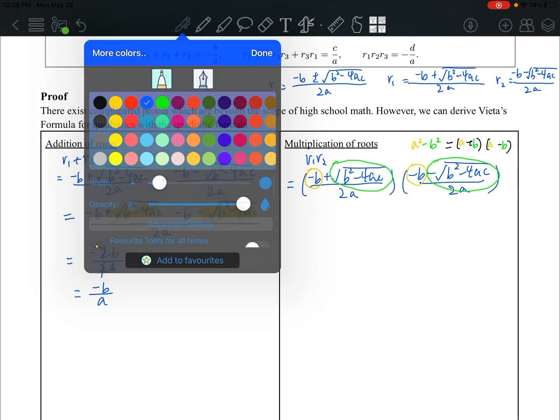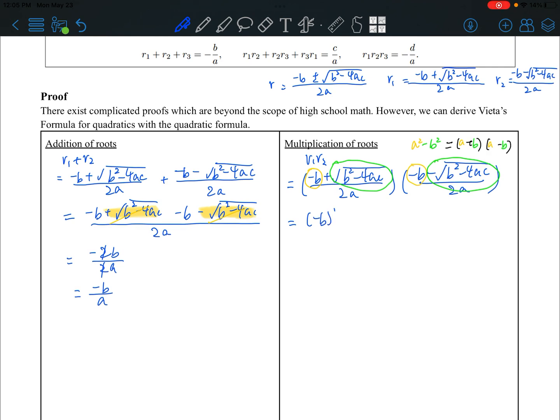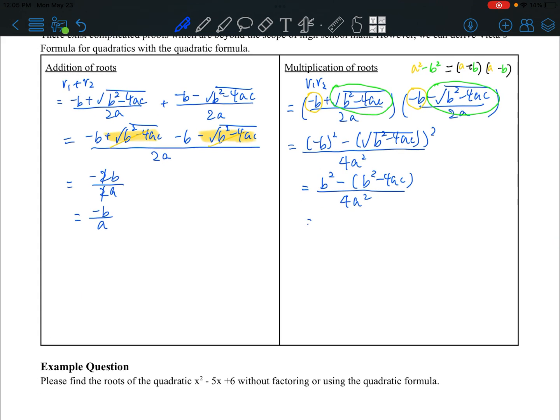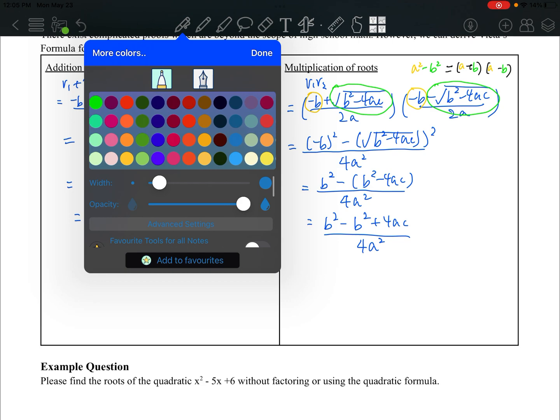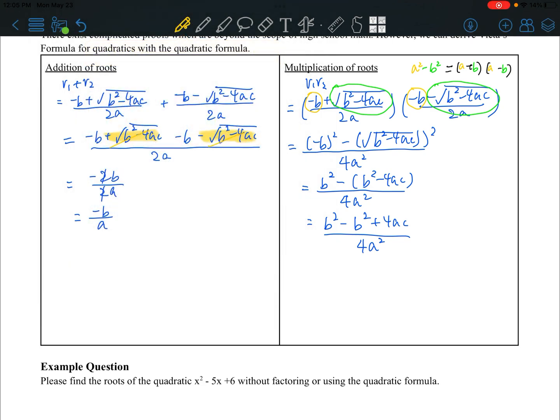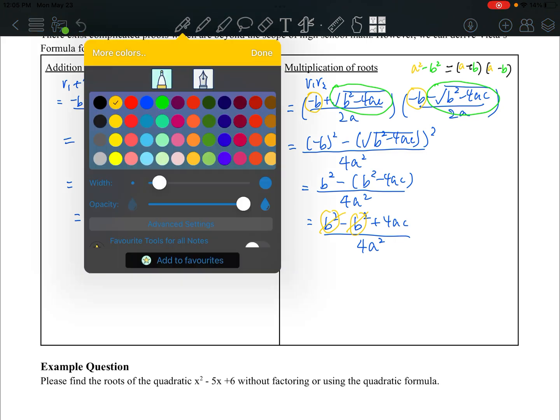So we can just simplify our expression into negative b squared minus the square root of b squared minus 4ac squared, over 4a squared, which will just be equal to b squared minus b squared minus 4ac over 4a squared, which will be equal to b squared minus b squared plus 4ac over 4a squared. So since we have b squared and b squared, we can just eliminate it.